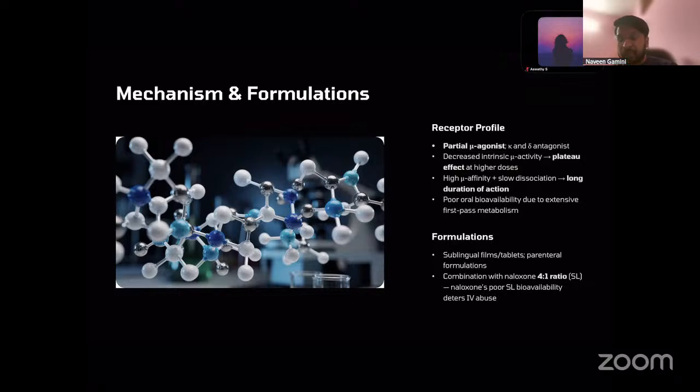And usually buprenorphine is combined with naloxone in a 4:1 ratio when given sublingually, because naloxone usually has poor sublingual bioavailability. This will discourage opioid drug abusers from using buprenorphine IV, because we combine it with naloxone in the sublingual formulation. In sublingual formulation, naloxone does not have any bioavailability. But if the drug abuser uses this as an IV, naloxone IV is potent and it will help to prevent buprenorphine toxicity.